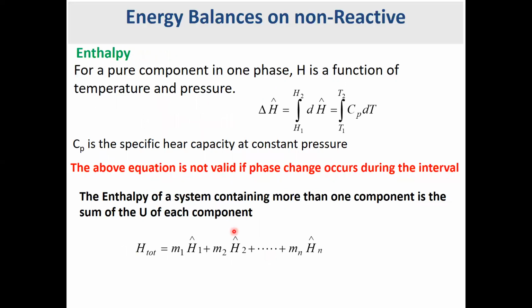In the same way, you want to formulate the enthalpy of one component in one phase. In that case, H is a function of temperature and pressure, and you can formulate it based on this formula. Cp in this formula is the specific heat capacity at constant pressure. So this equation is not valid when you have phase changes. The same thing happens here: the enthalpy of a system containing more than one component is the sum of the enthalpy of each component.